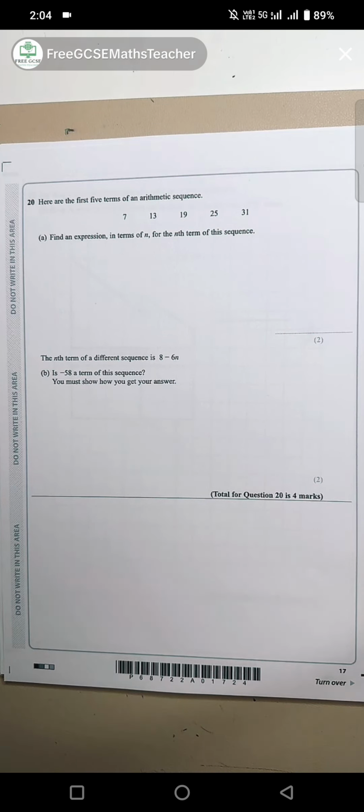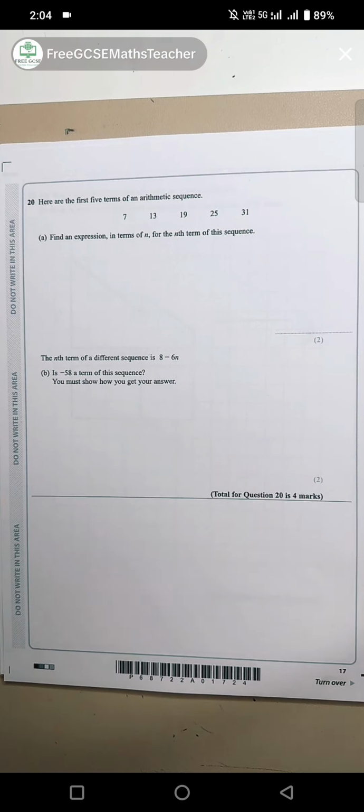So question 20, we're told here are the first 5 terms of an arithmetic sequence. Find an expression in terms of n for this sequence. So first of all, what does an arithmetic sequence mean? You should know an arithmetic sequence means it's increasing or decreasing by a common difference. That's what we call a common difference.